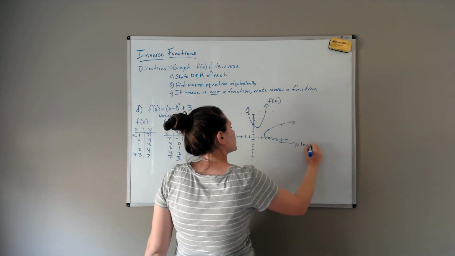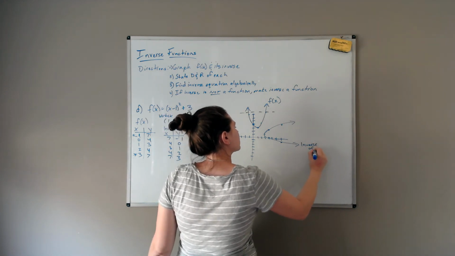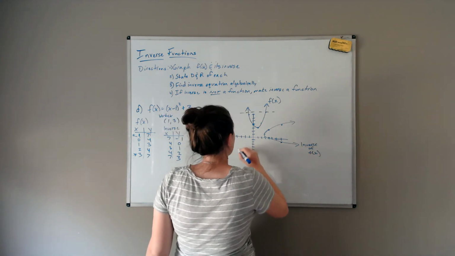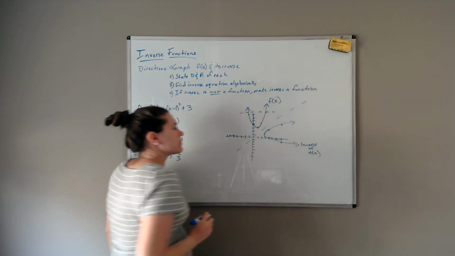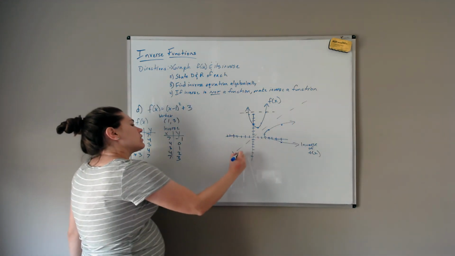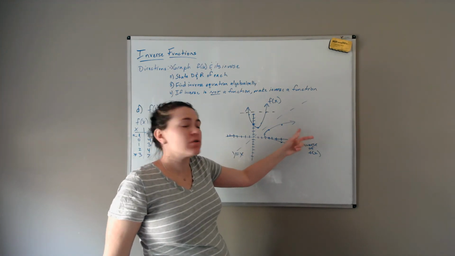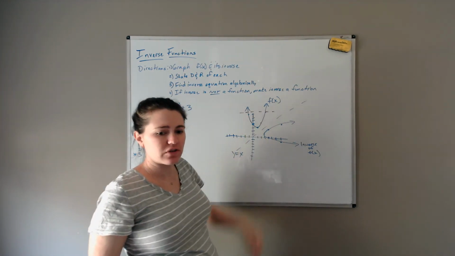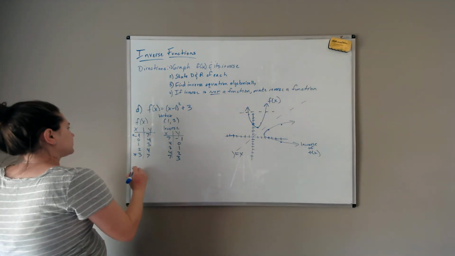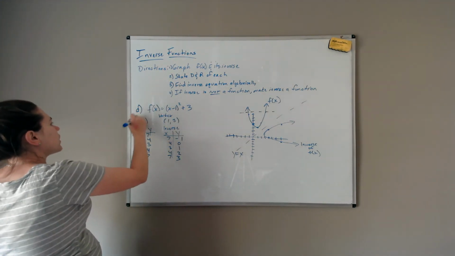Here's the inverse of f of x. Notice these are reflections over the line y equals x, okay? Now you can see this fails the vertical line test, right? We knew that because f fails the horizontal line test. So that was number one, which we graphed.